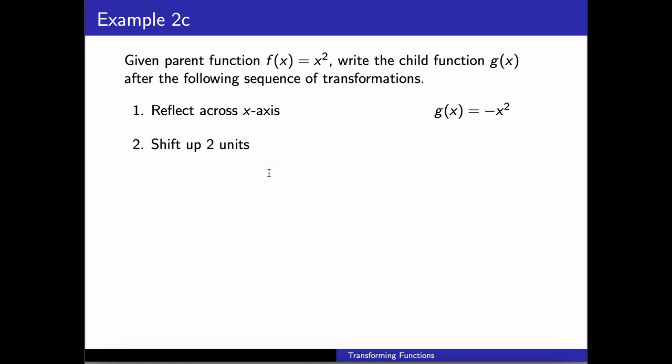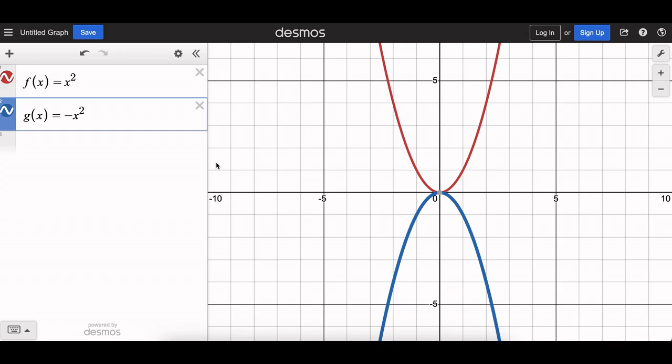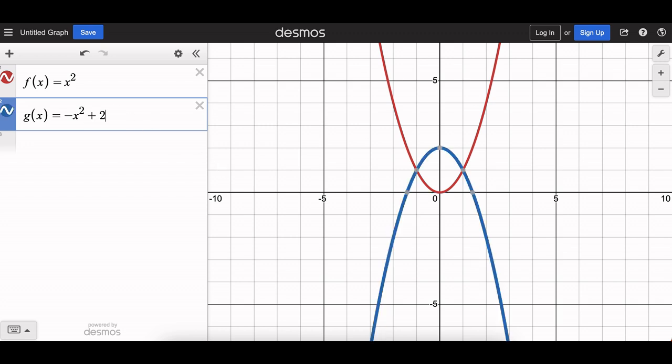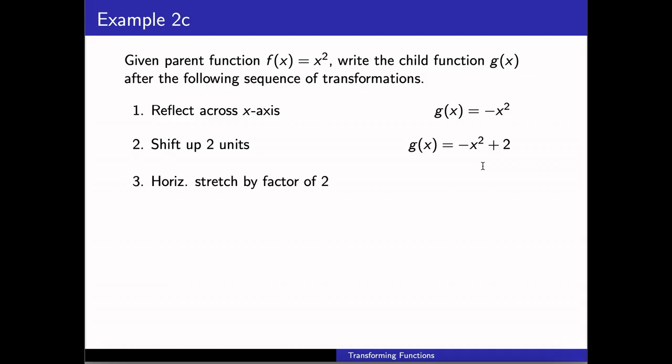Then we want to shift this up 2 units, so we're going to take this -x squared, and we're just going to add 2 to it, and we're going to get -x squared plus 2. Next up, we want to shift our graph up by 2, so we're just going to add 2, so we get -x squared plus 2. Next up, we're going to stretch this horizontally by a factor of 2. So again, we're going to replace the input x with 1/2 x. Remember, horizontal stretch is multiplying the input by the reciprocal of the factor. So (1/2 x) squared. Again, we still have this negative outside and the +2.